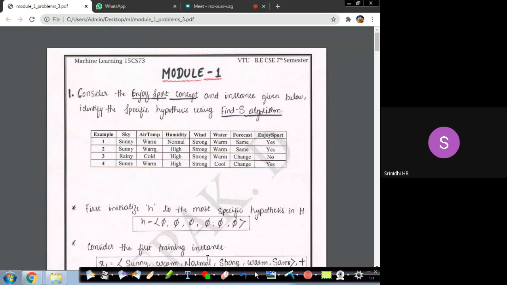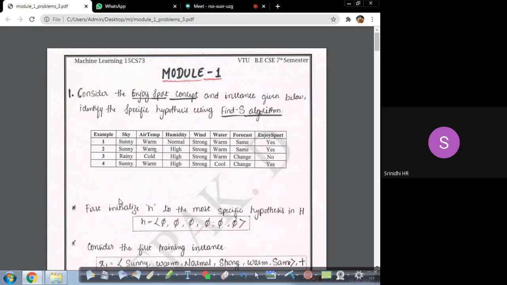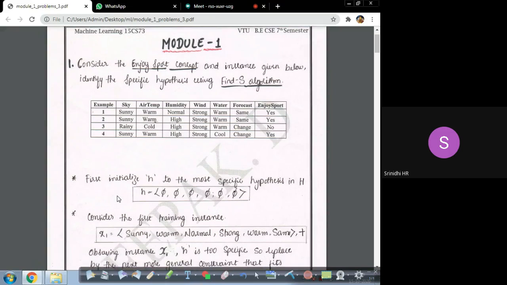So it's the first question. Please observe the question. Consider the EnjoySport concept. An instance is given below. Identify the specific hypothesis using the Find-S algorithm. Clearly, in the question itself it has been stated that you must find the specific hypothesis only. The question usually specifies what type of algorithm has to be used. So here it has specified that using the Find-S algorithm you have to identify the specific hypothesis.